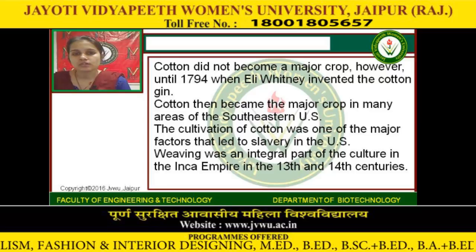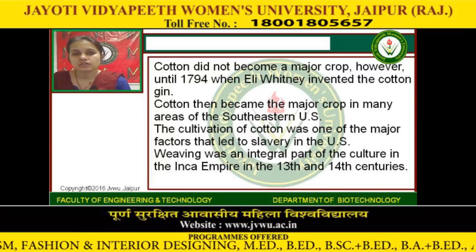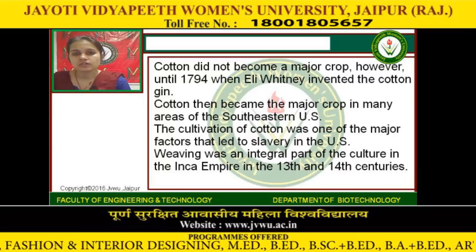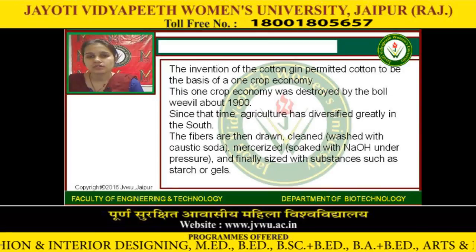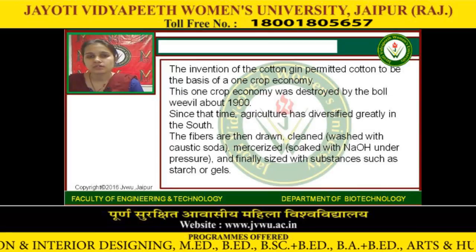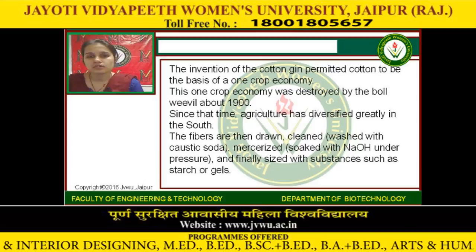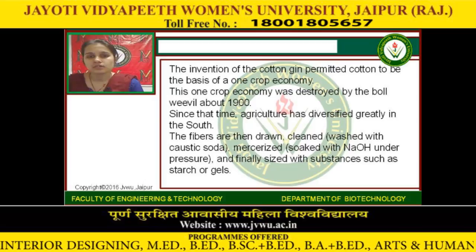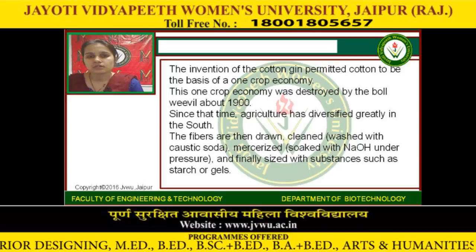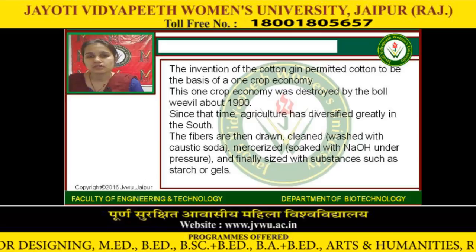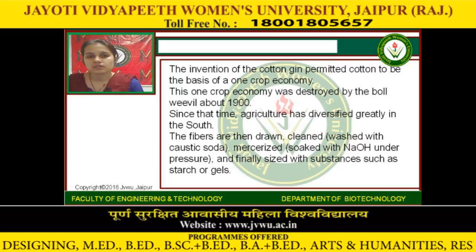Weaving was an integral part of the culture in the Inca Empire in the 13th and 14th century. The invention of the cotton gin permitted cotton to be the basis of a one-crop economy. This one-crop economy was destroyed by the boll weevil about 1900. Since that time, agriculture has diversified greatly in the south.